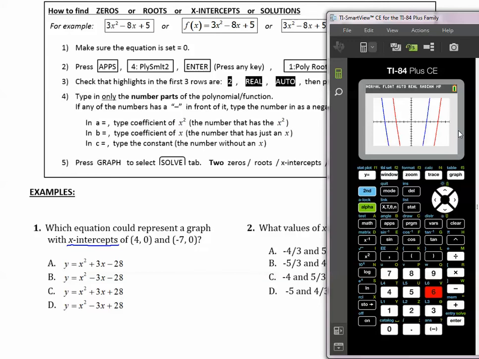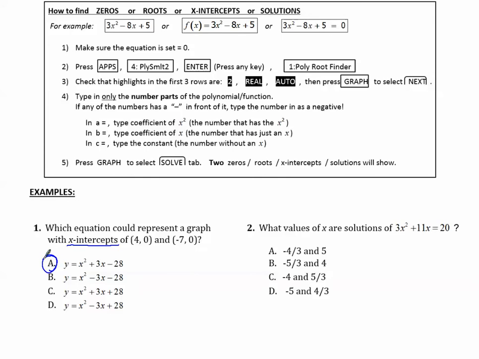Now remember what I'm looking for. I'm looking for the x-intercepts of 4, 0 and -7, 0. So I'm looking for where does it cross through at 4 on the x-axis and 1, 2, 3, 4, 5, 6, 7, -7 on the x-axis. And I see that's the blue graph. And if I didn't remember, I could go back to y equals and see that the blue one was the first one that I typed in. So now I know that choice A is correct.